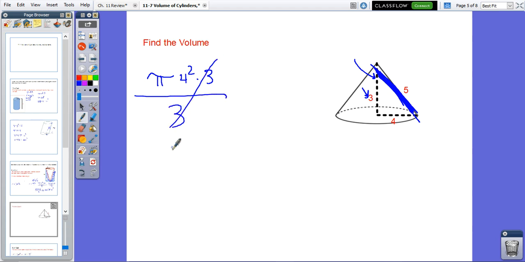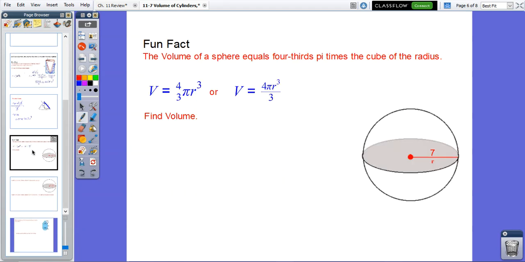Okay, so the 3's cancel out, luckily, so we get pi times 16, or 16 pi. Again, if we were leaving this in pi form, that's our final answer, but we are not. So let's go ahead and round that off to 1 decimal. We get 50.2 units. Oh, sorry, not 2, 50.3 units cubed.